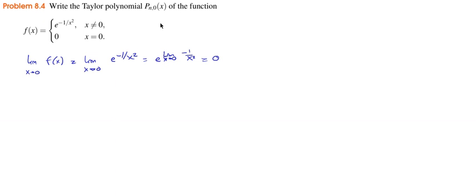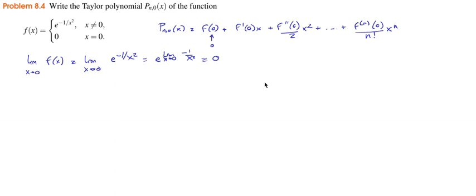So the function Pn at 0 is going to be f at 0, which is 0, right? Plus the derivative at 0 times x, plus the second derivative at 0 divided by 2 factorial times x squared, and so on, right? Up until we get to the nth derivative at 0 divided by n factorial times x to the n, right? So let's compute these derivatives, right?